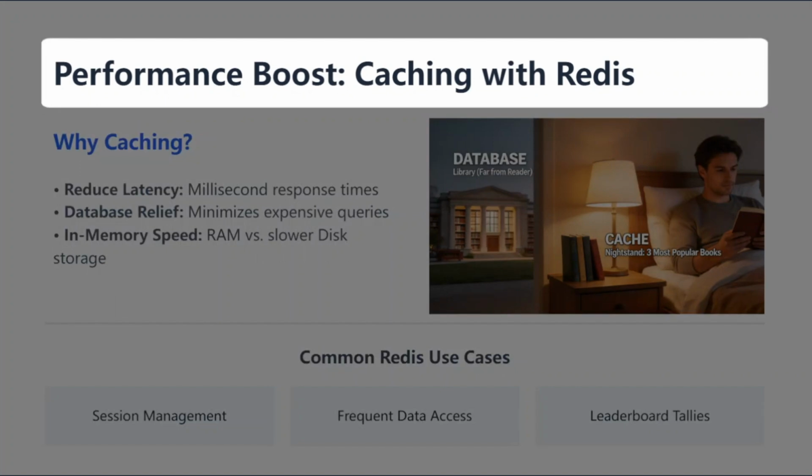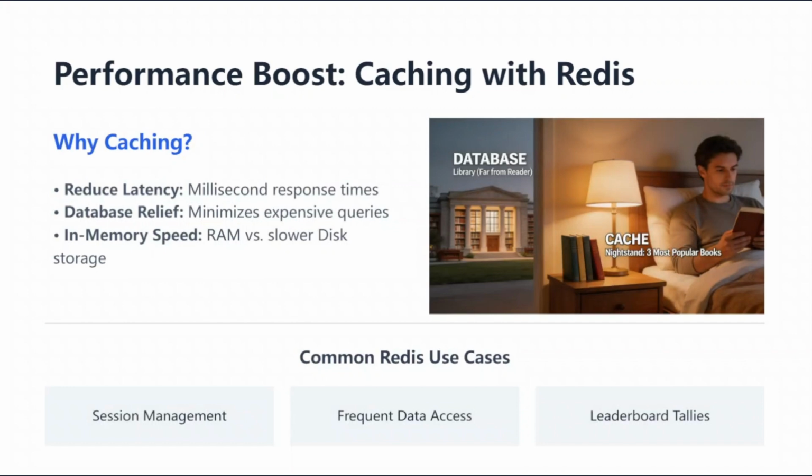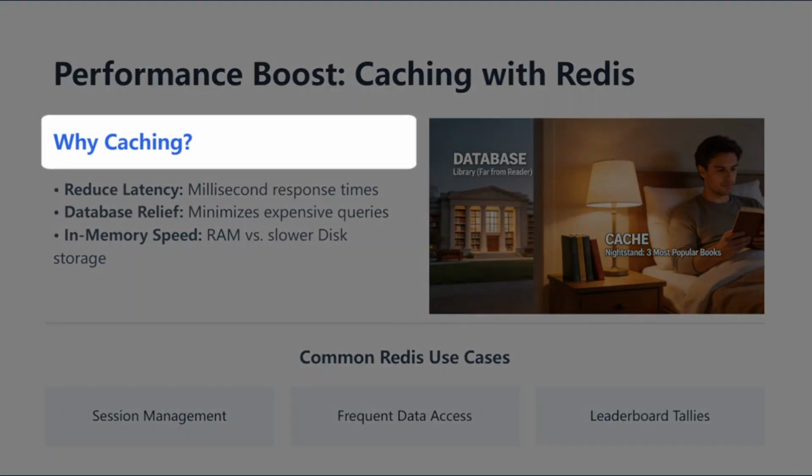Building on what we just covered regarding the speed limitations of traditional disks, let's explore how we can achieve a massive performance boost using caching, specifically with Redis. So, why do we need caching? The primary goal is to reduce latency.